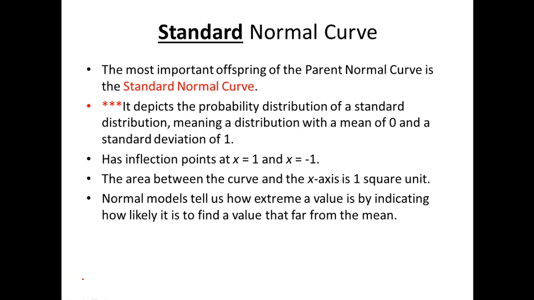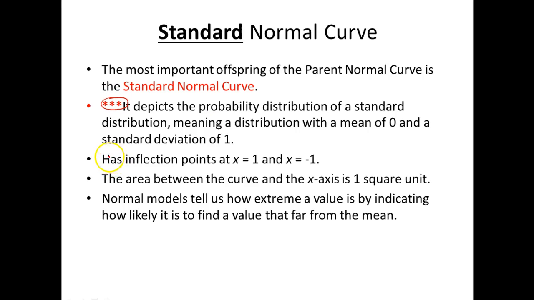The standard normal curve is the one that we're going to focus on for a lot of the chapter. It is the most important offspring of the parent normal curve, and that's called the standard normal curve. Standard meaning real basic, real important, and it's the standard by which we measure other things. Why is it so important? It depicts the probability distribution of a standard distribution, which means that it's a distribution with a mean of 0 and a standard deviation of 1. Students do need to memorize that idea and commit it to memory.